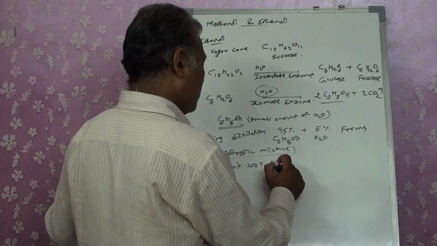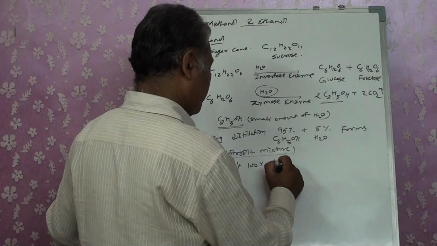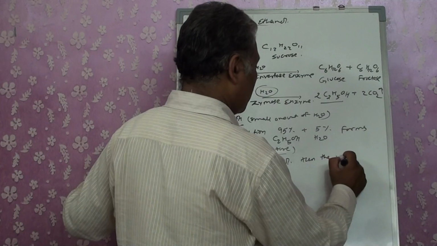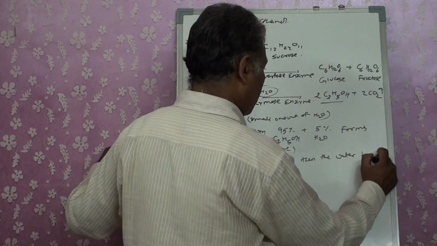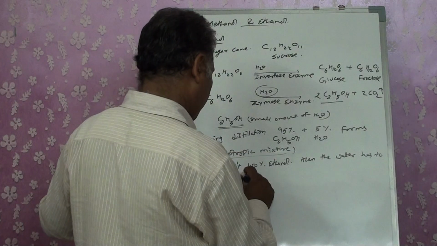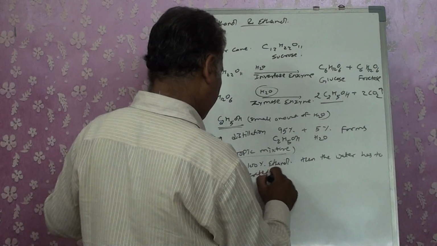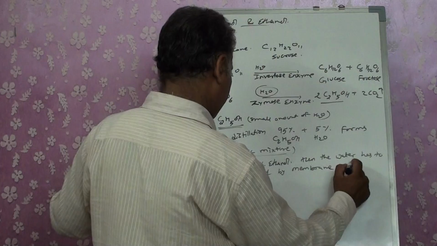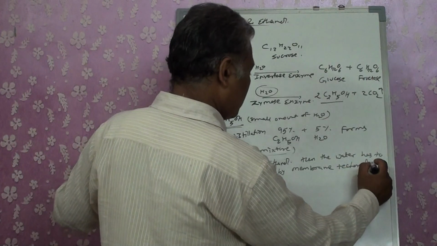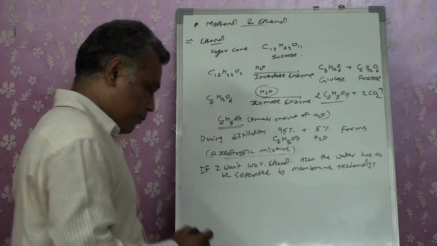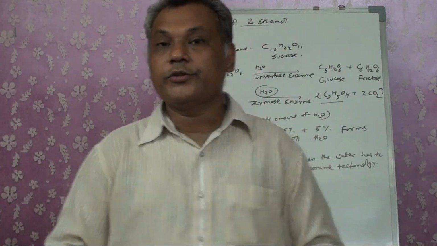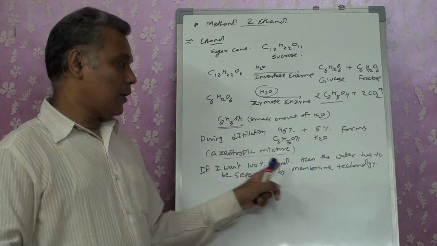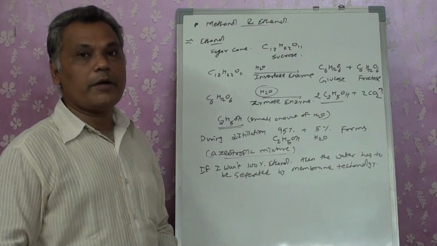So this particular azeotropic mixture has to be separated, and if I want 100% alcohol, ethanol, then the water has to be removed by membrane technology. That is a particular method used to remove the 5% water also. So this is known as an azeotropic mixture, and if I want to remove the water, I have to use membrane technology, right?